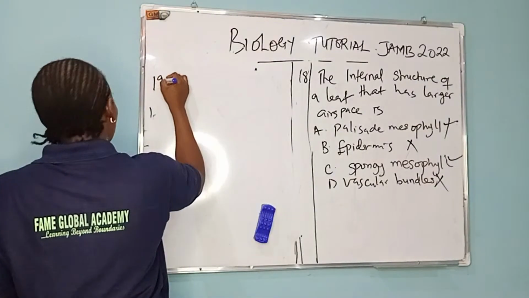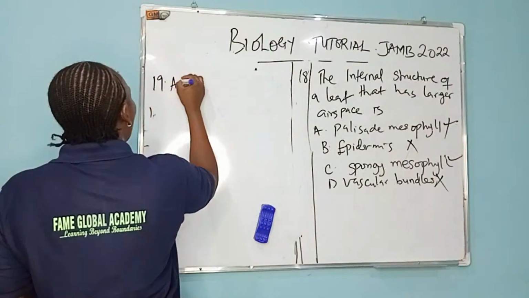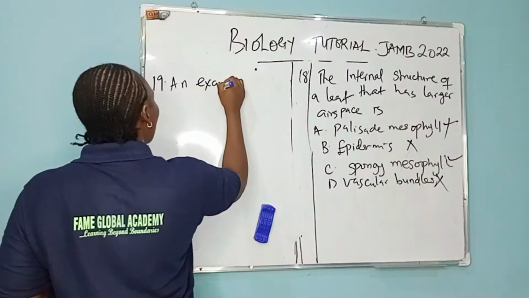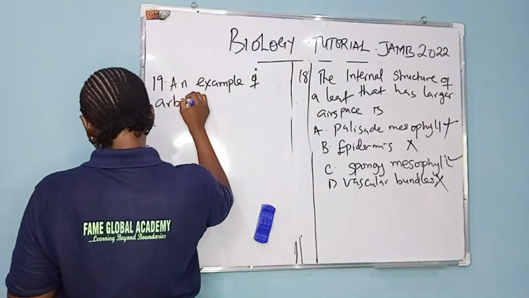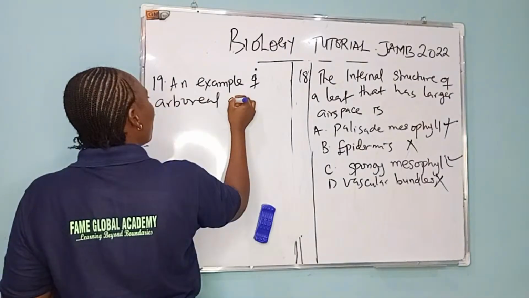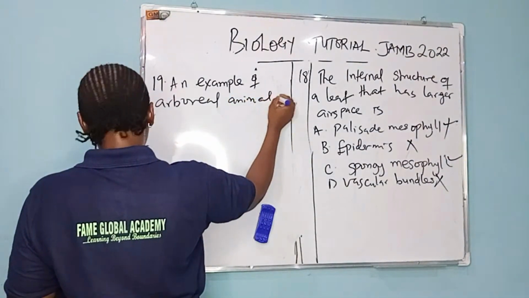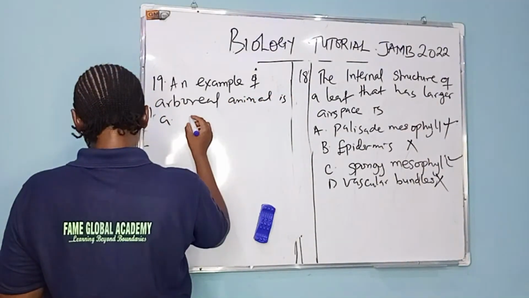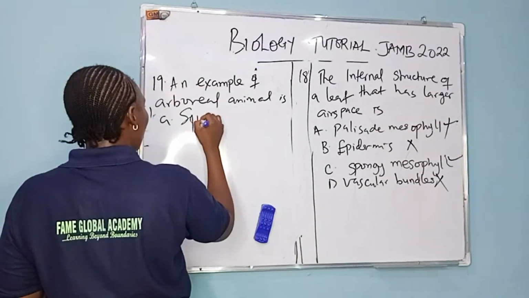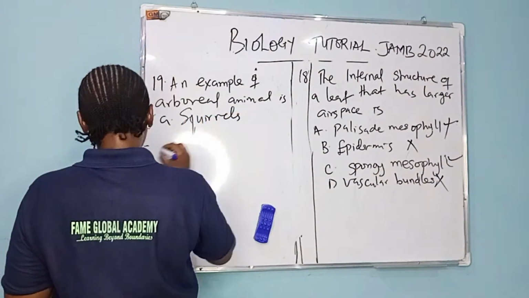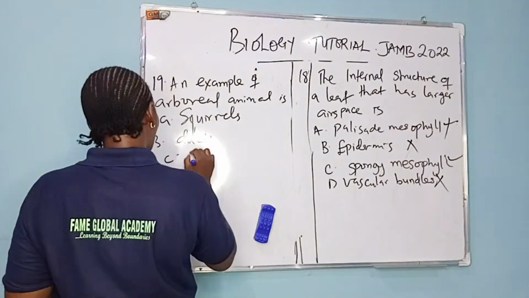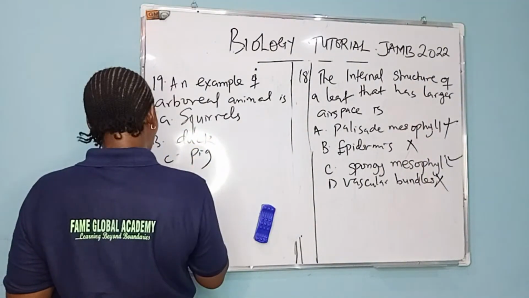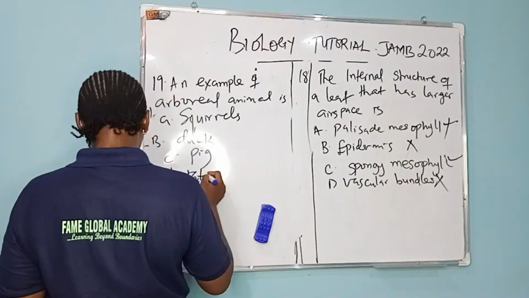Number 19. An example of arboreal animal is A, squirrel. B, duck. C, pig. D, rat.